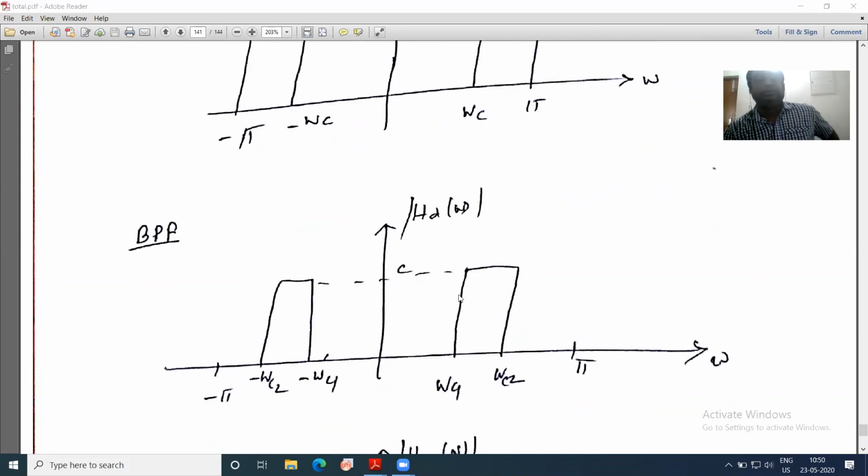Now for a band pass filter, it will pass omega c1 to omega c2, this particular band, and the negative counterpart of this is minus omega c2 to minus omega c1. Now this is also the same thing, a sharp cutoff at omega c1 and omega c2, right? So this is ideal. This is why it is written ideal.